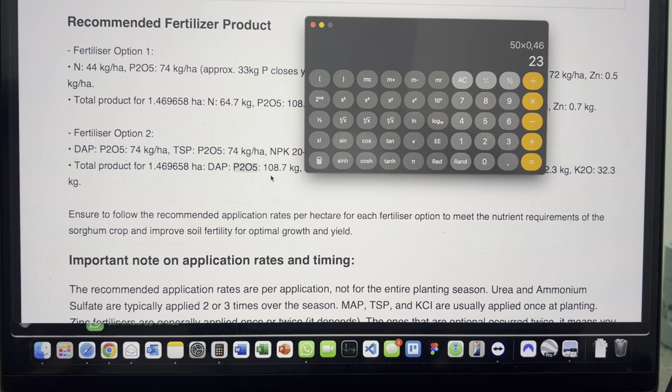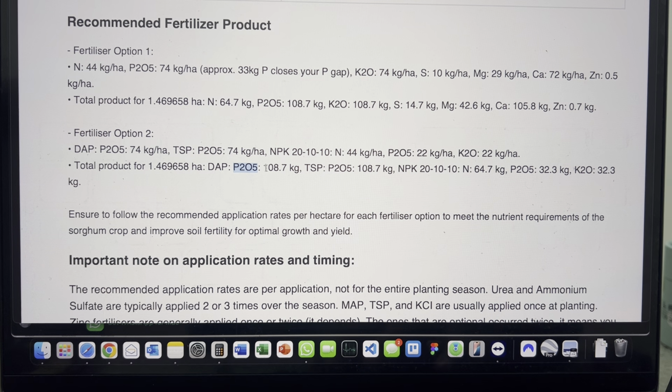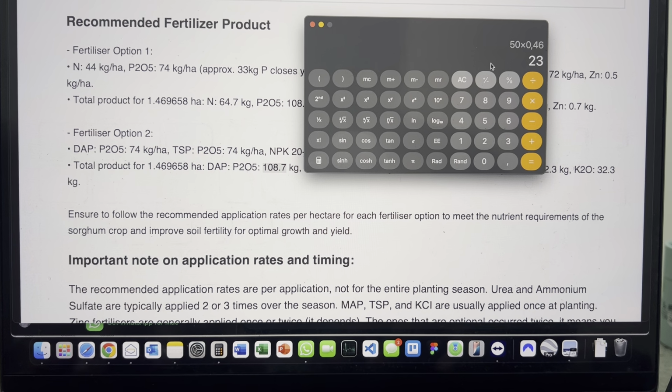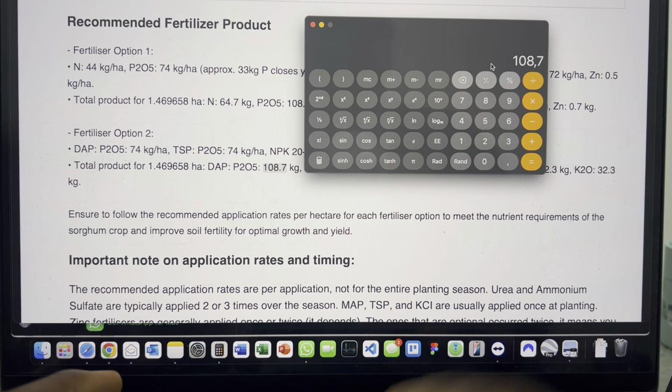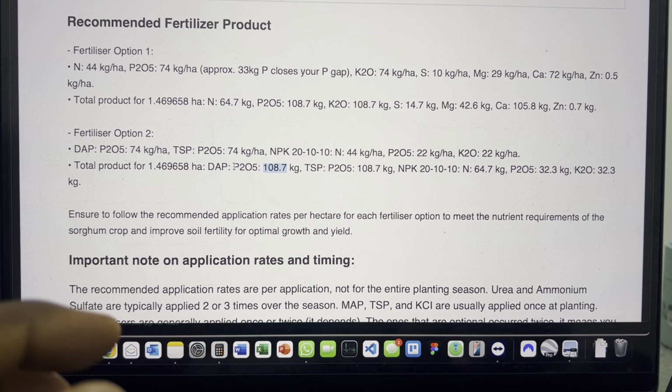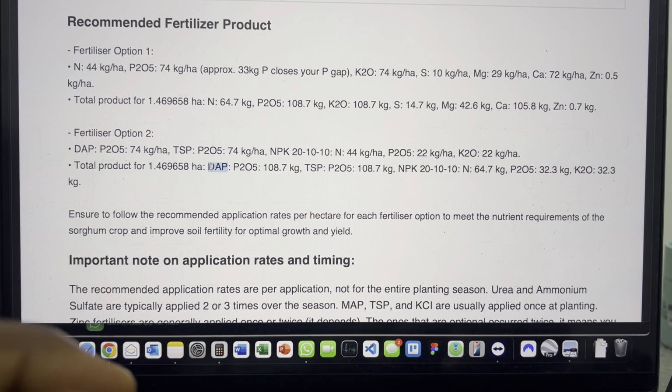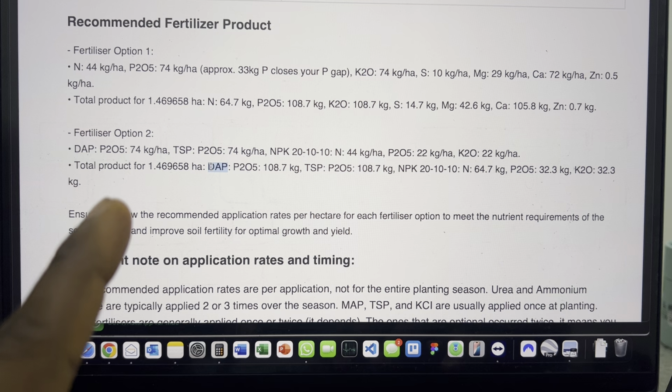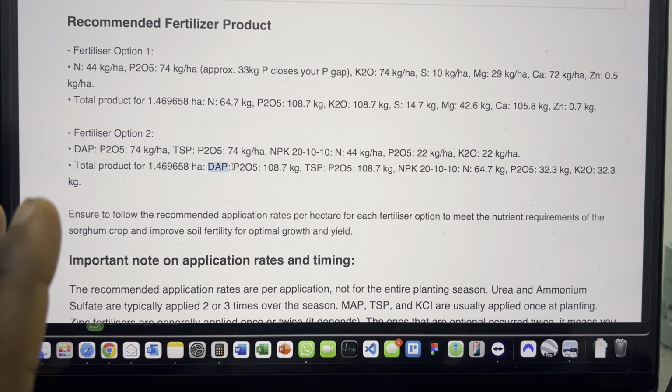So if you want to calculate the number of bags you need, you now need to divide 108 by 23. So if I say 108.7 divided by 23, I will have 4.7. So 4.7 is the equivalent of 5 bags. You see how it is? So step 1, you need to know what percentage of phosphate is in the DAP. All DAP contains 46% of phosphate, all the DAP. So you always know that.